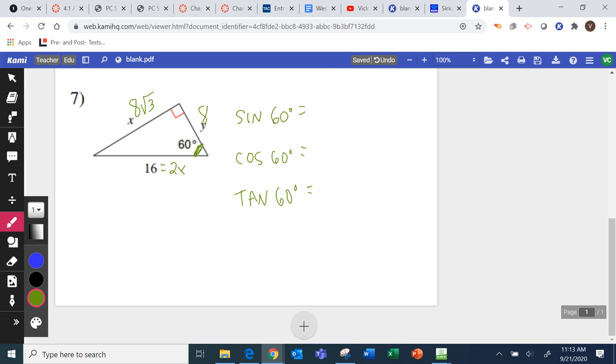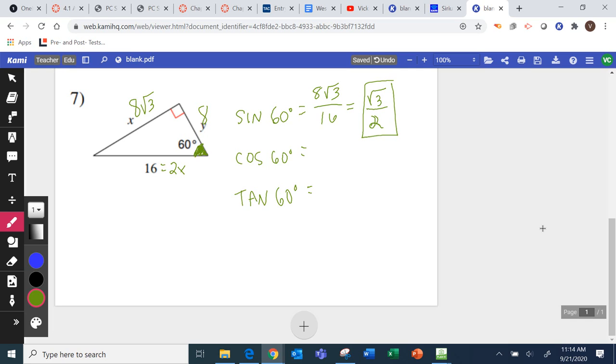Sine of 60 is the opposite of 60 degrees. If this is 60 right here, what side length does not touch 60? Caleb, what side does not touch 60? 8 square root 3, yeah, and then we put that over the hypotenuse, 16. The 8 and the 16 can reduce, so we get square root of 3 over 2. Have I pulled out a calculator yet? No. So you notice none of my answers are decimals. We're doing this with no calculator.